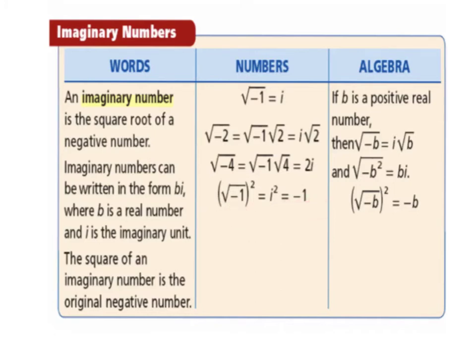All right, now looking at the algebra. If b is a positive real number, then the square root of -b is equal to i times radical b. And if I were to have the square root of -b squared, first of all, we need to take care of the negative. The square root of the negative is i, and the square root of b squared is b.